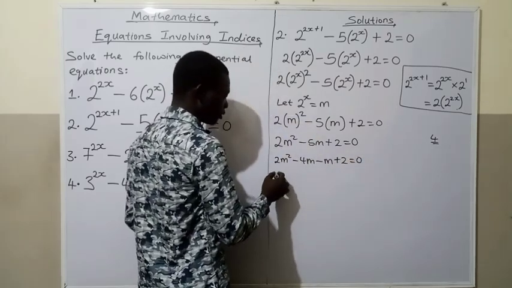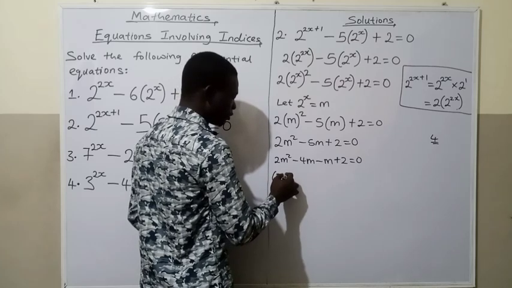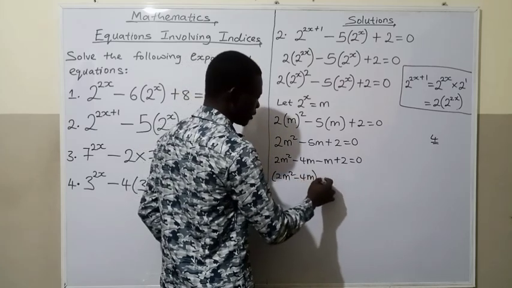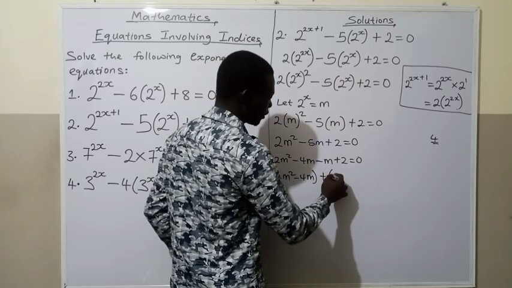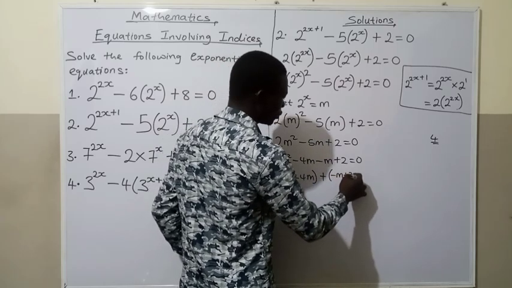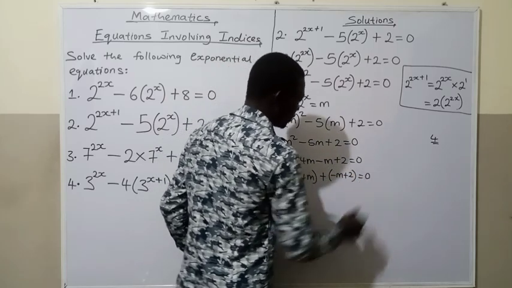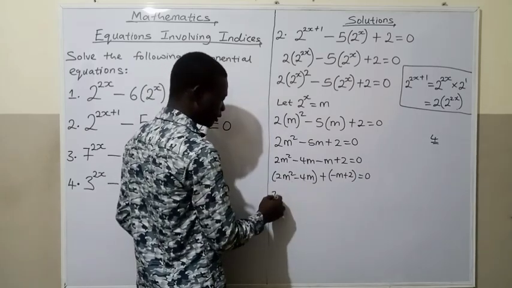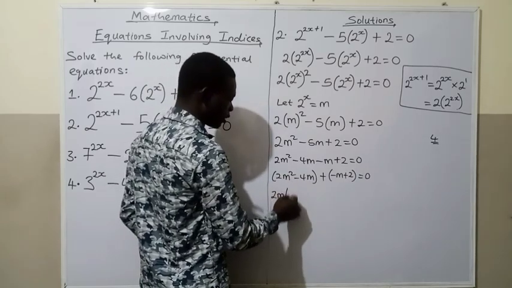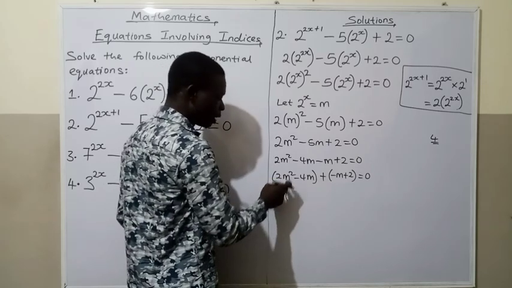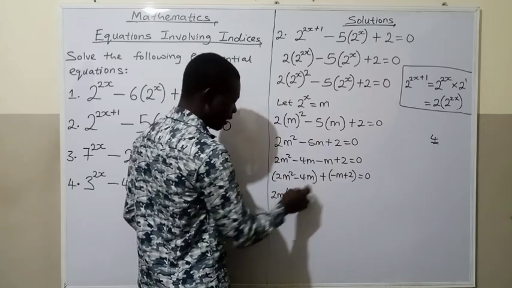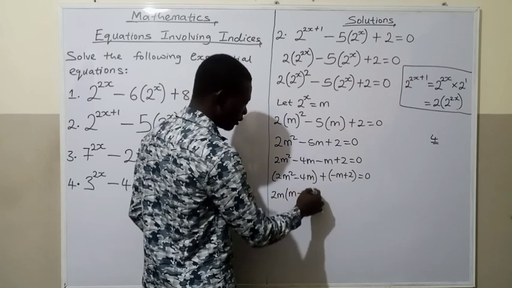So I come and group them, which is 2m squared minus 4m in the first bracket, then plus open bracket minus m plus 2 in the second bracket, and this is going to be equal to 0. So what is common to these two? Of course, that is going to be 2m. So I open a bracket, the product of 2m. 2m squared divided by 2m is going to be m, minus 4m divided by 2m, I'll be left with only 2.